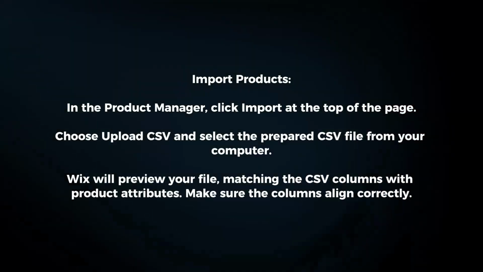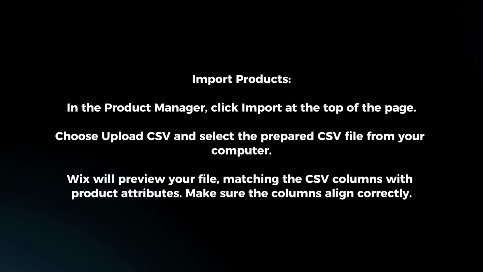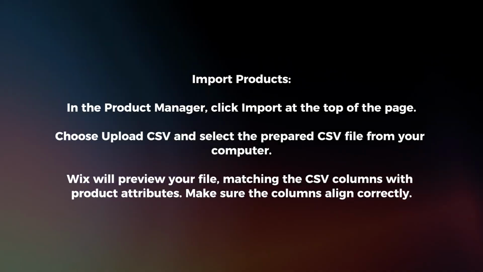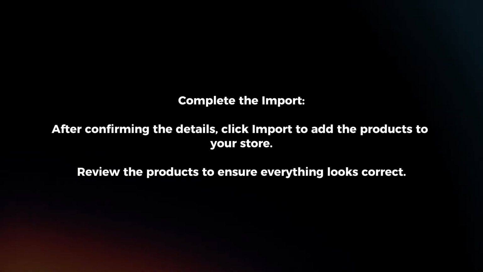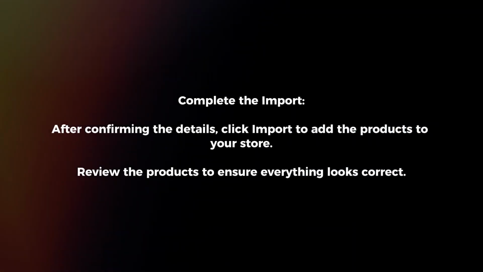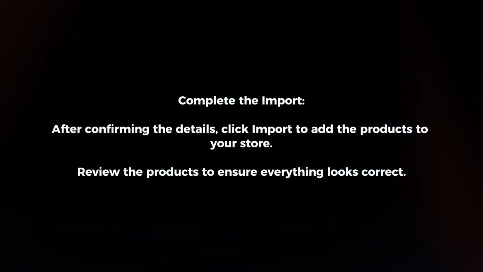Wix will preview your file, matching the CSV columns with product attributes. Make sure the columns align correctly. Complete the import. After confirming the details, click Import to add the products to your store. Review the products to ensure everything looks correct.